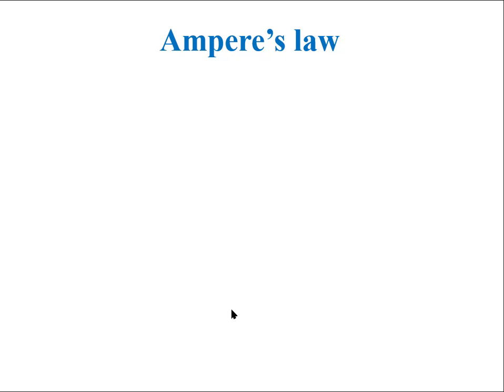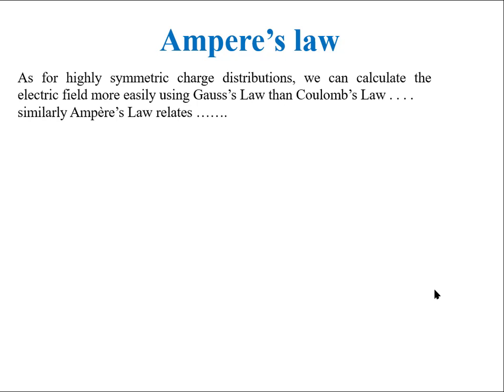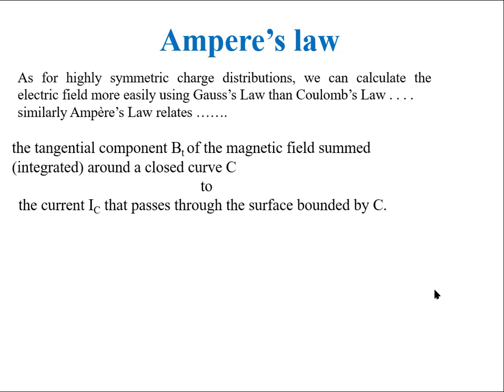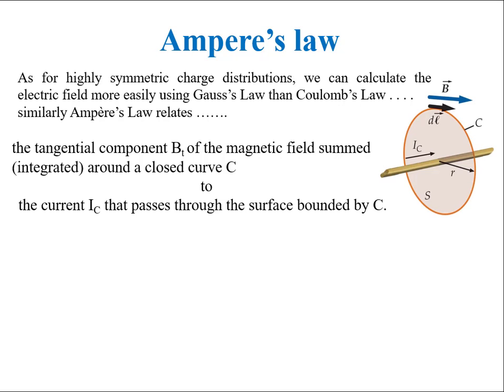Now the next is Ampere's law. Just as for highly symmetric charge distributions, we can calculate the electric field more easily using Gauss's law than Coulomb's law, similarly, Ampere's law relates the tangential component of the magnetic field summed around a closed curve C with the current that passes through the surface bounded by that curve. Here, if there is a current passing through this wire and this is an Amperean loop C, then the tangential component of B summed over this curve is related to the current inside this curve.